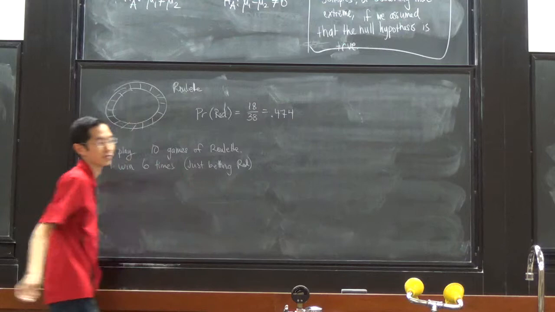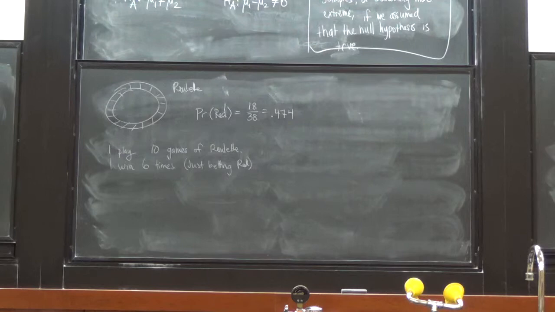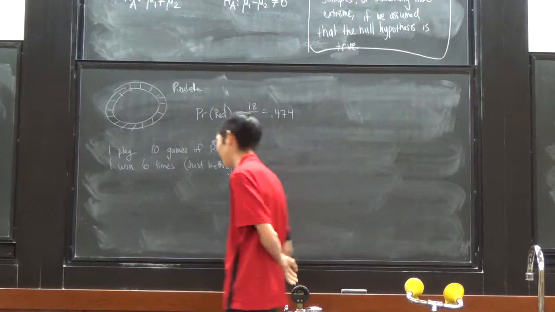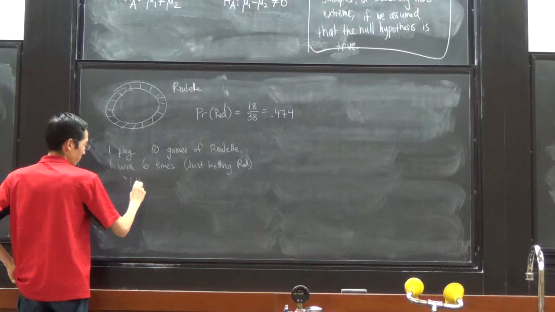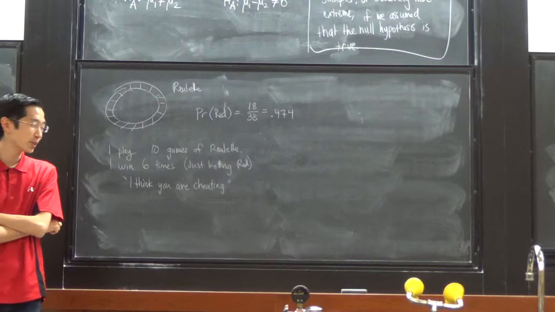And so the manager comes up and he says, I think you are cheating. So someone comes up, accuses me of cheating. So I say, what? How dare you? Okay. And he says, well, the probability of winning by betting on red only is 0.474.